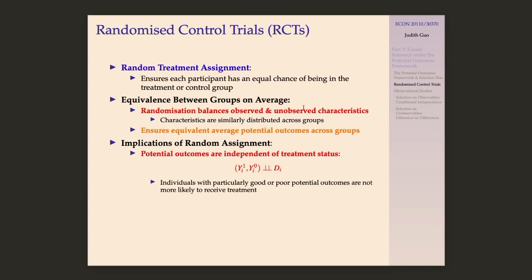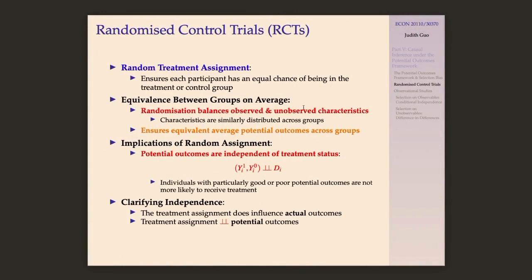Then this would imply mathematically, if you think about it, that if the potential outcome is the same regardless of whether you're treated or not treated, then it doesn't depend on the treatment status. So the implication of random assignment is that potential outcomes are independent of treatment status. It's Y1, Y0 being independent of D. Basically, that means any individual, regardless of how good or how bad their potential outcome is, that wouldn't make them more likely to be treated or not treated.